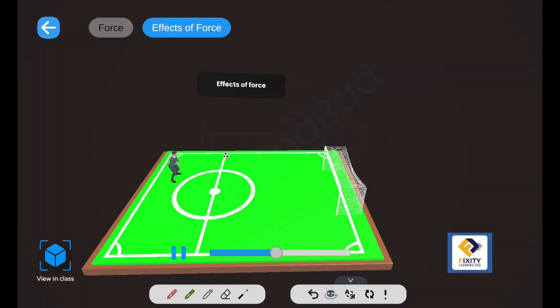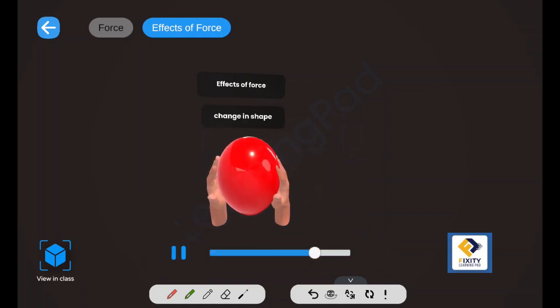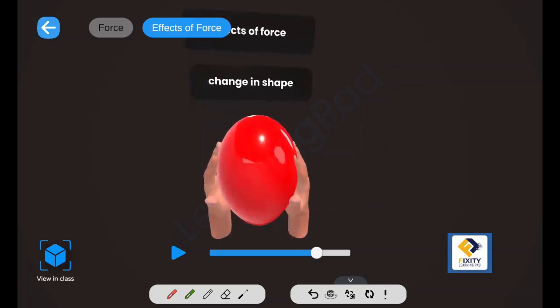Let us play the model again. The ball is going to come towards south, he is kicking it towards east, right? So the force he applied caused a change in direction of the object. The ball was going in some direction and he kicked it to some other direction. Now lastly, it can also have a shape changing effect. It can change the shape and size of an object also. Here you can see the balloon is being pressed.